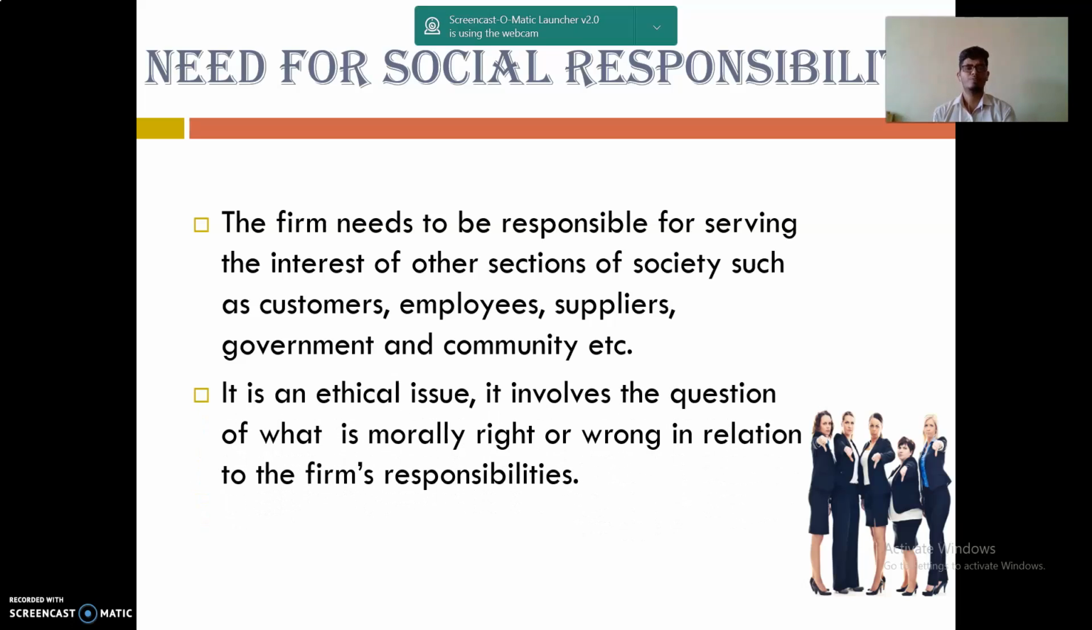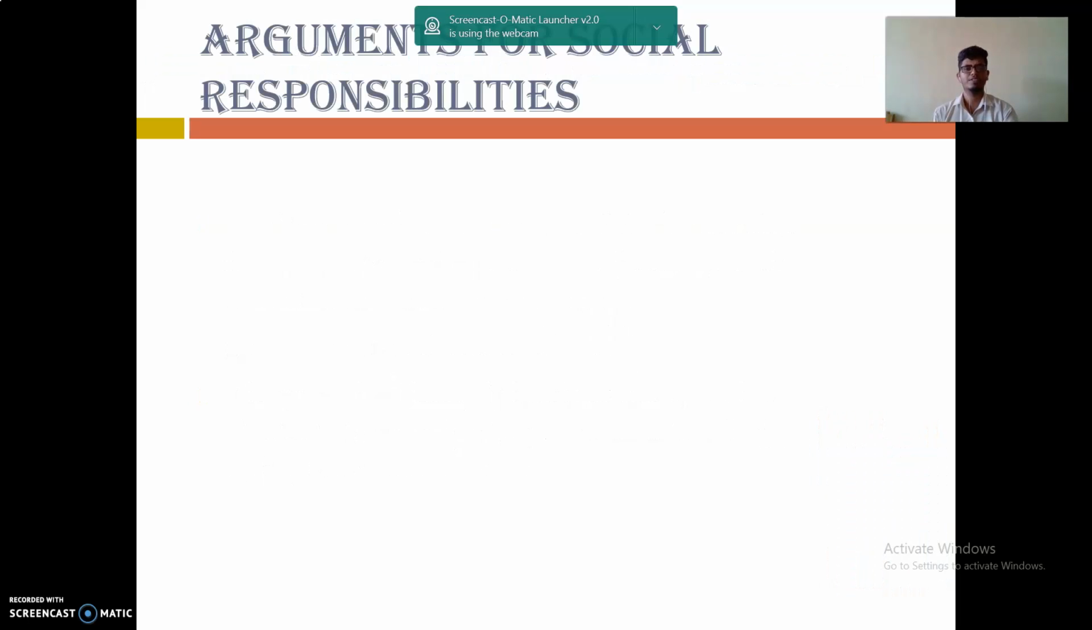The firms need to be responsible for serving the interest of other sections of the society, such as customers, employees, suppliers, government, and community. So these people are the external stakeholders, and for the external stakeholders also the company has responsibilities, and social responsibility is one among that. Okay, it is an ethical issue. It involves the questions of what is morally right or wrong. So the company should identify what is right and wrong. If the company is morally good, then definitely the company will perform the CSR activity.